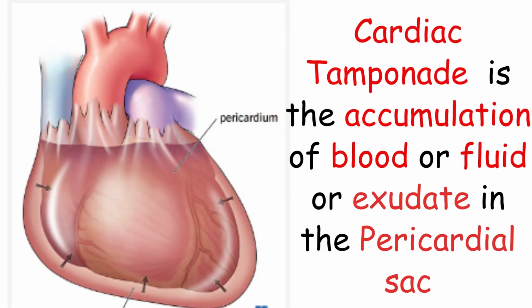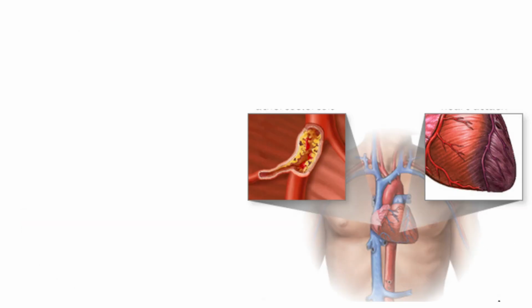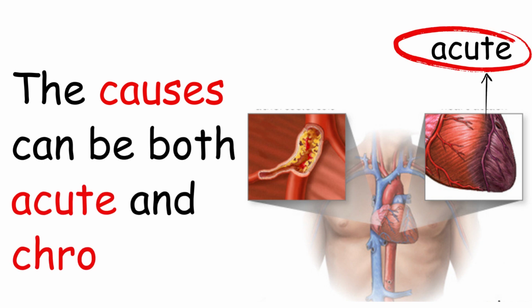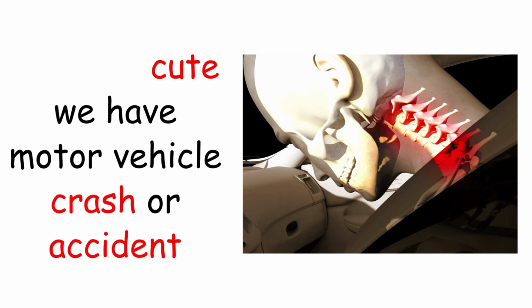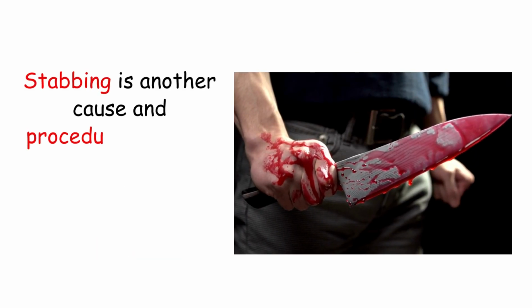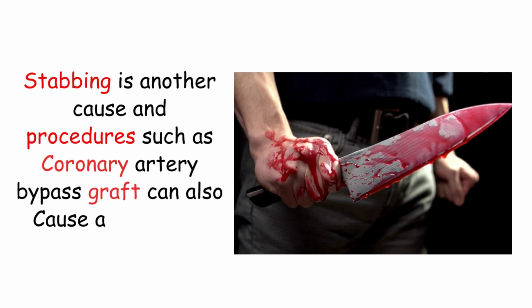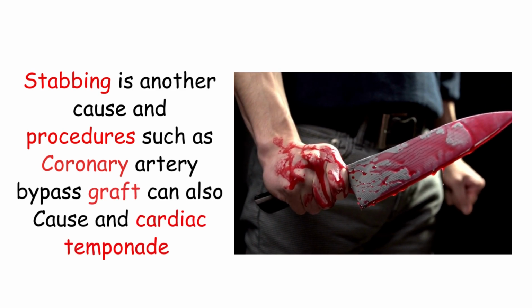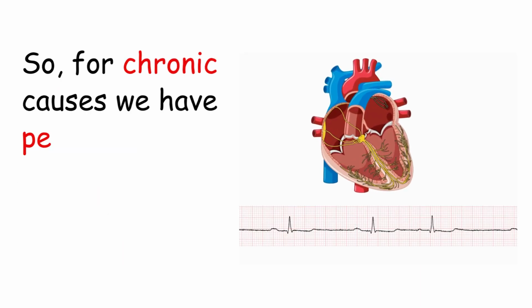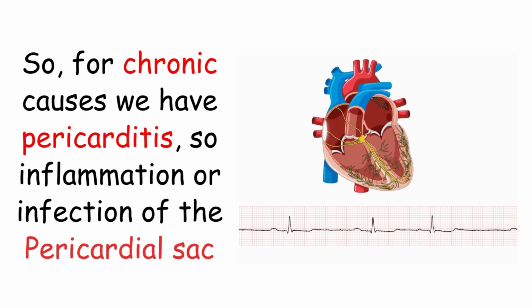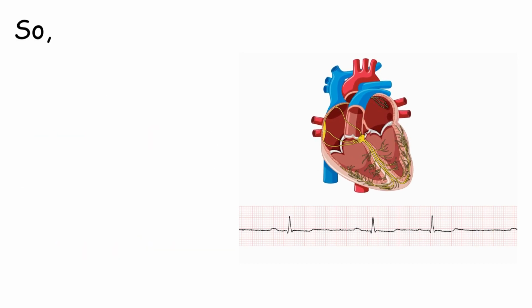Cardiac tamponade is the accumulation of blood or fluid or exudate in the pericardial sac. The causes can be both acute and chronic. So for acute, we have motor vehicle crash or accident. Stabbing is another cause, and procedures such as coronary artery bypass graft can also cause cardiac tamponade. So for chronic causes, we have pericarditis, so inflammation or infection of the pericardial sac.